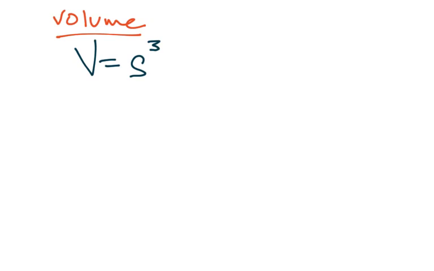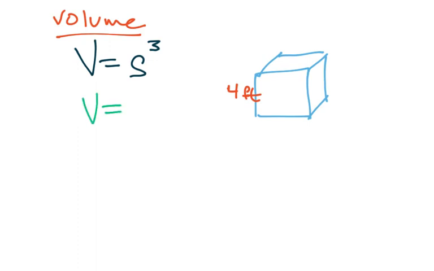So if I was to take a cube like this and name this side length as 4 feet, then in order to figure out its volume, like if there was a hole in the top that I was going to fill up with apple juice or something like that, how much apple juice would it be? That's a question of volume. So I would say, okay, V is equal to, and I'd open up a set of parentheses, wrap this in parentheses, and I'd cube that.